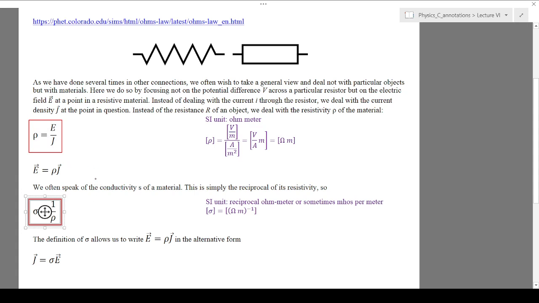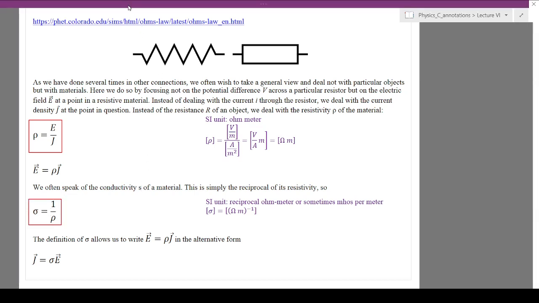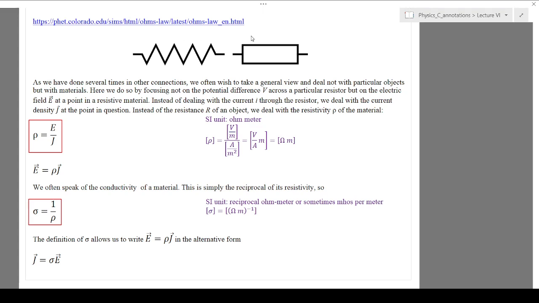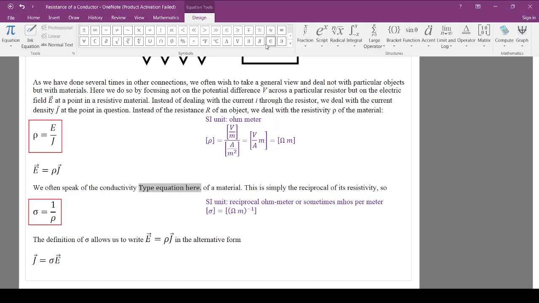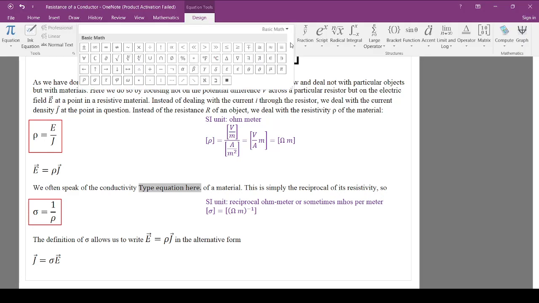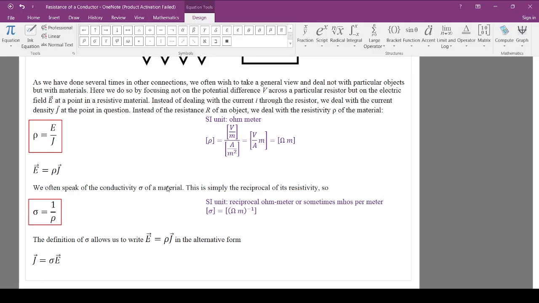And also, often we're talking about the conductivity, and the conductivity is very easy. It's just the reciprocal of the resistivity. That means it's 1 over sigma. Sigma, okay.